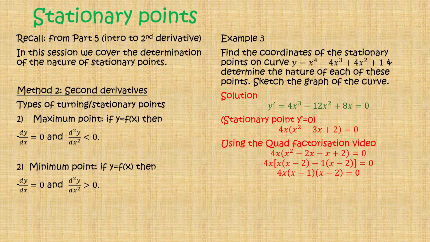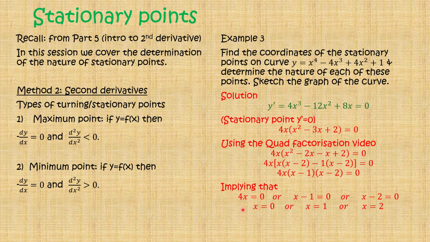Now simplifying further, we are going to have 4x times x minus 1 times x minus 2, and that being equal to 0. And of course, we move on to separate the three terms, equating them to 0, because that's how we solve for this. This would imply that 4x is equal to 0, and that x minus 1 is equal to 0, or x minus 2 is equal to 0. And solving for x, we get x is equal to 0, or x is equal to 1, or x is equal to 2.